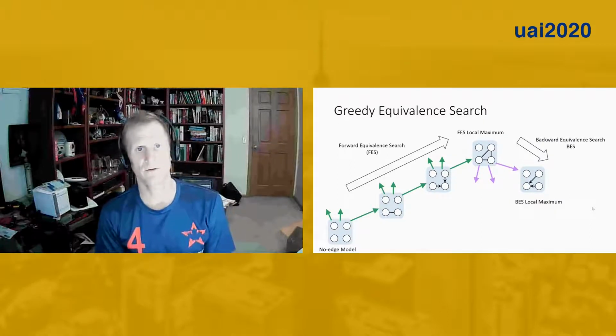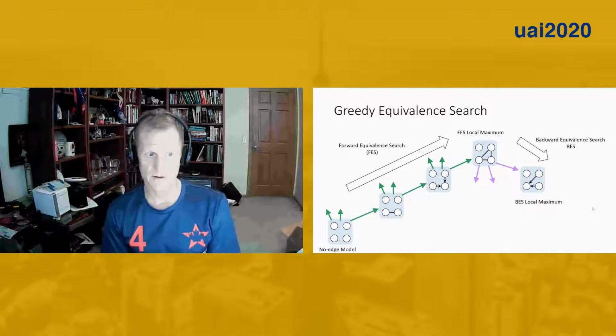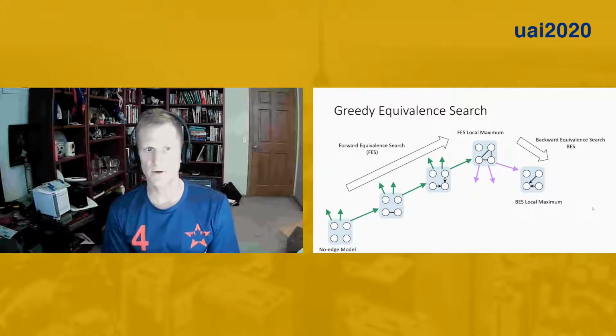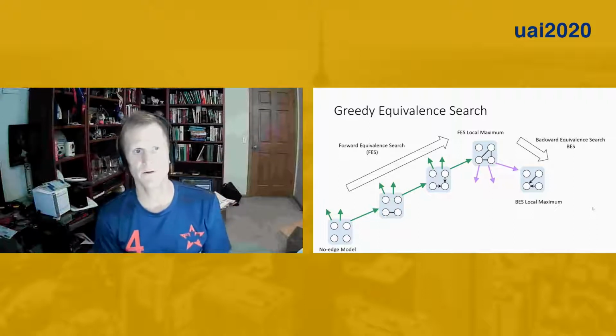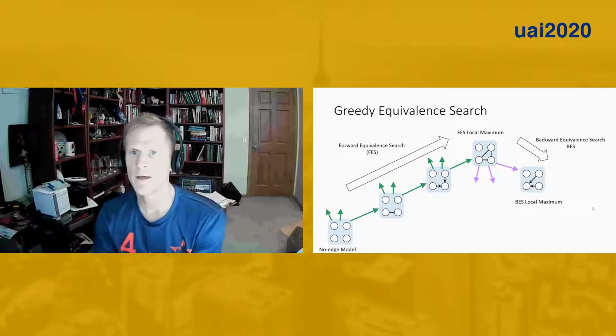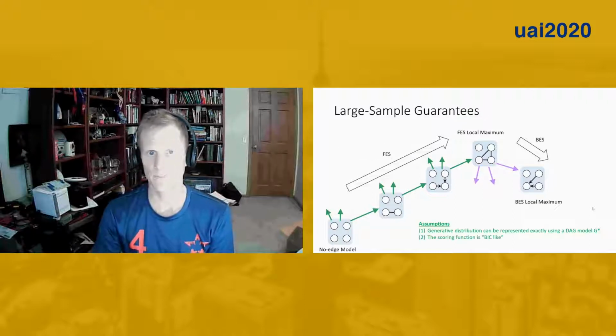So the greedy equivalence search works in two phases. We start in the bottom left here with the no edge model. And then from each state, we evaluate all of the forward, or green, operator scores, and we just apply the best one. So we do a greedy search and run until we hit a local maximum. We call this first phase the forward equivalence search, or FES. Now, once we've reached the local maximum, we switch to the backward operators, the purple edges. And once again, we just greedily follow these operators until we hit a local maximum.